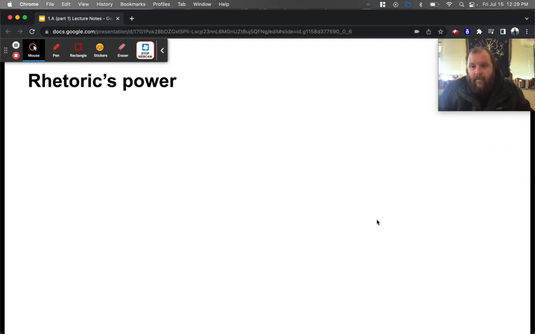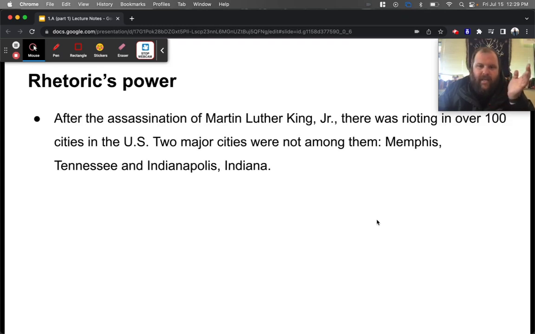Rhetoric has power. I'm going to give you a definition of rhetoric, but I just want to give you some background, some context, for why we study this. All right, so let's go back in time a bit. Martin Luther King, right after his assassination.